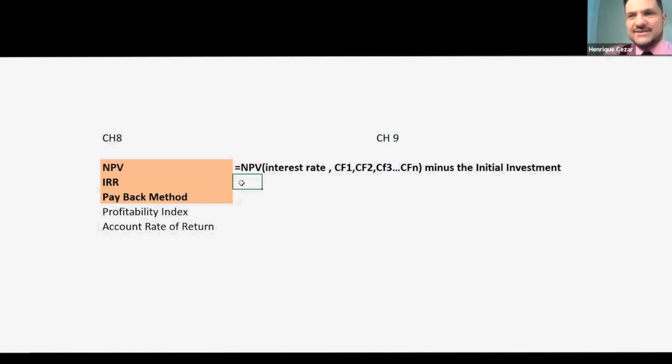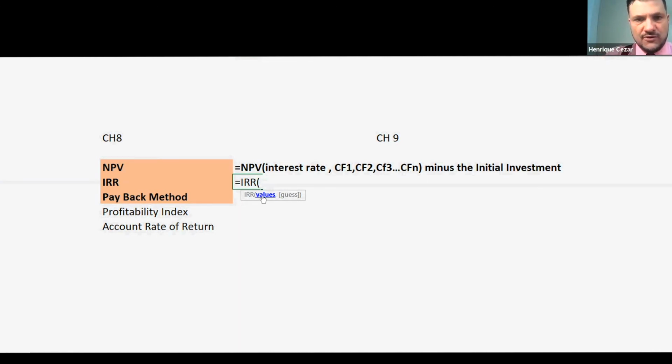IRR is a little easier to set up the formula. Okay, it's an equal, IRR, open parentheses. Look what happened. It's asking you for values only. Forget about the guess, right? Just values. Which values? The cash flows.